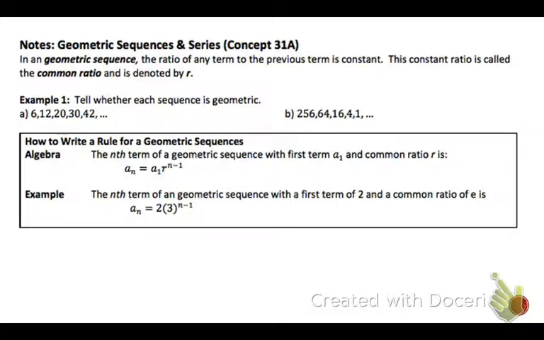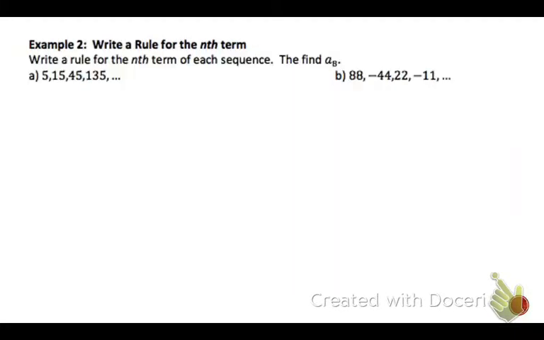So in example 1, tell whether each sequence is geometric. So we're looking for a common multiplier from one term to the next. To get from 6 to 12, we multiply by 2. From 12 to 20, we do not multiply by 2, so we're going to stop. This sequence does not have a common ratio or multiplier, so that is a no.